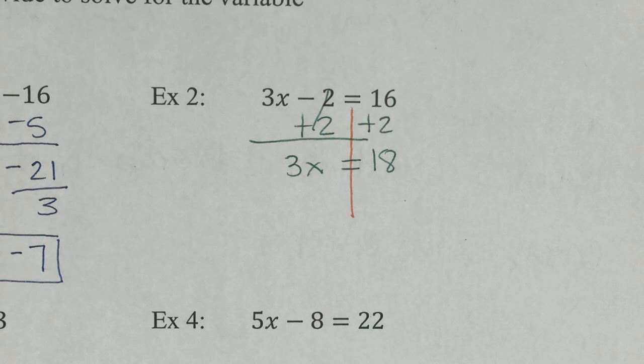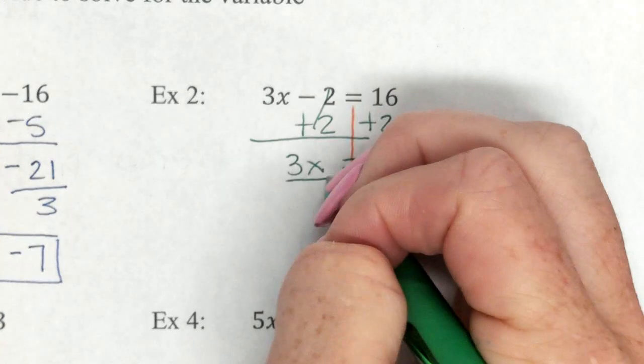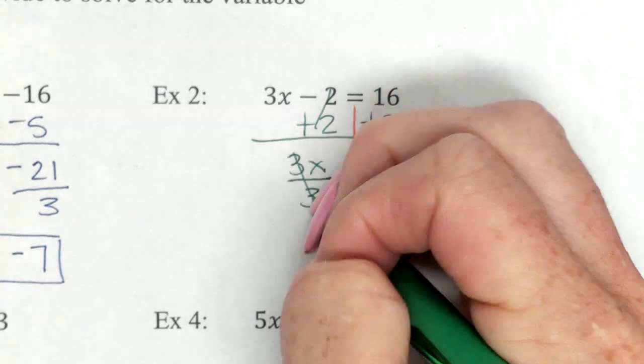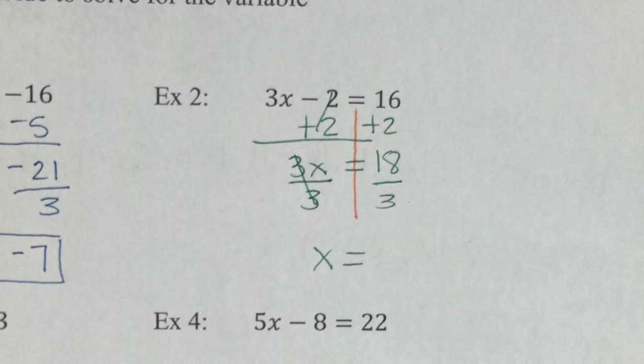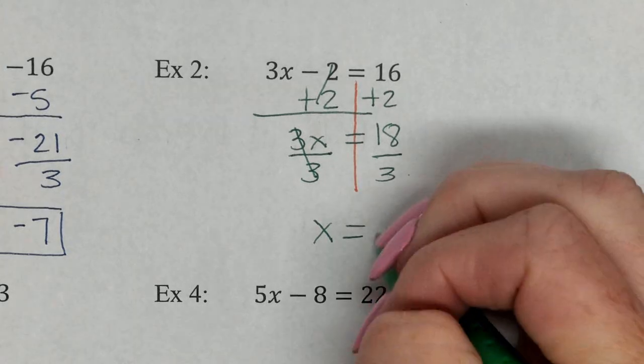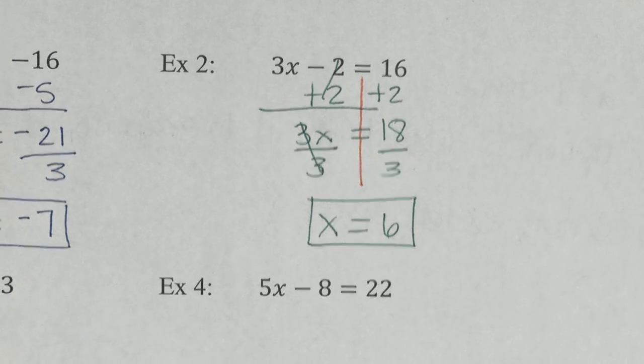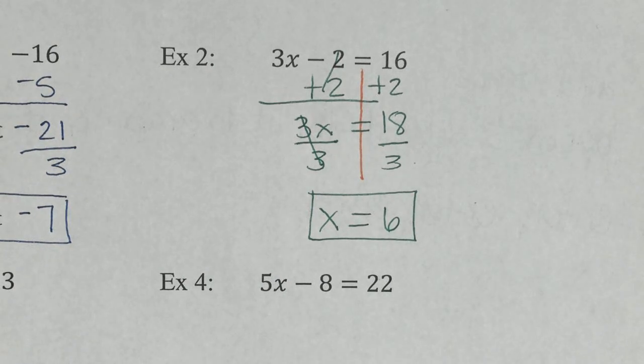Now, how am I going to get rid of the 3? 3 is, as we all know, multiplication or divide. 3 is attached to the x by multiplication, so I'm going to divide both sides by 3, and I am left with x equals 18 thirds, or 18 divided by 3 is 6. This is super easy, yes? All right, let's look at example 3.